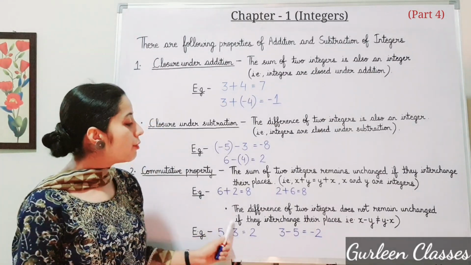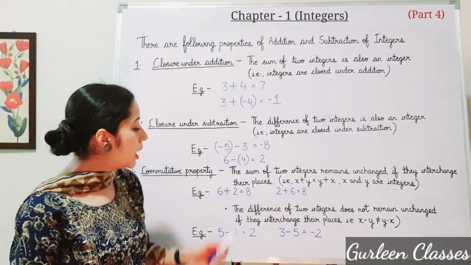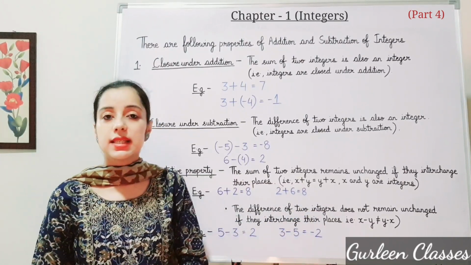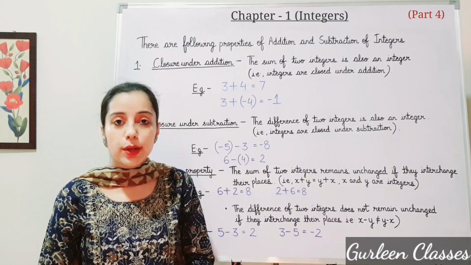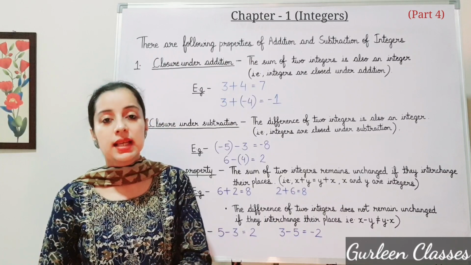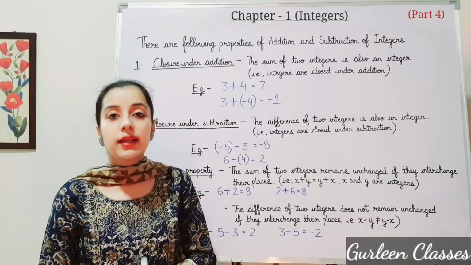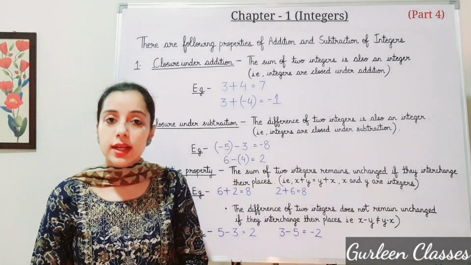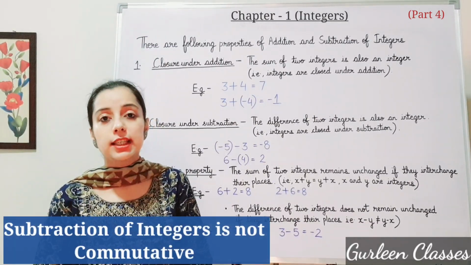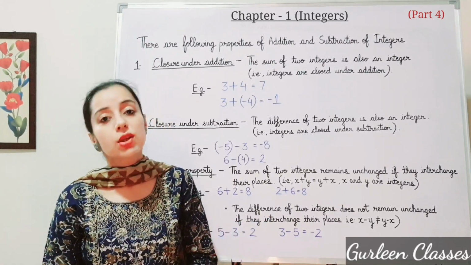Next, the difference of two integers does not remain unchanged if they interchange their places. That is, x minus y is not equal to y minus x. Example, 5 minus 3 is equal to 2, but 3 minus 5 is equal to minus 2. So you can say that subtraction of integers is not commutative, but addition of integers is commutative.